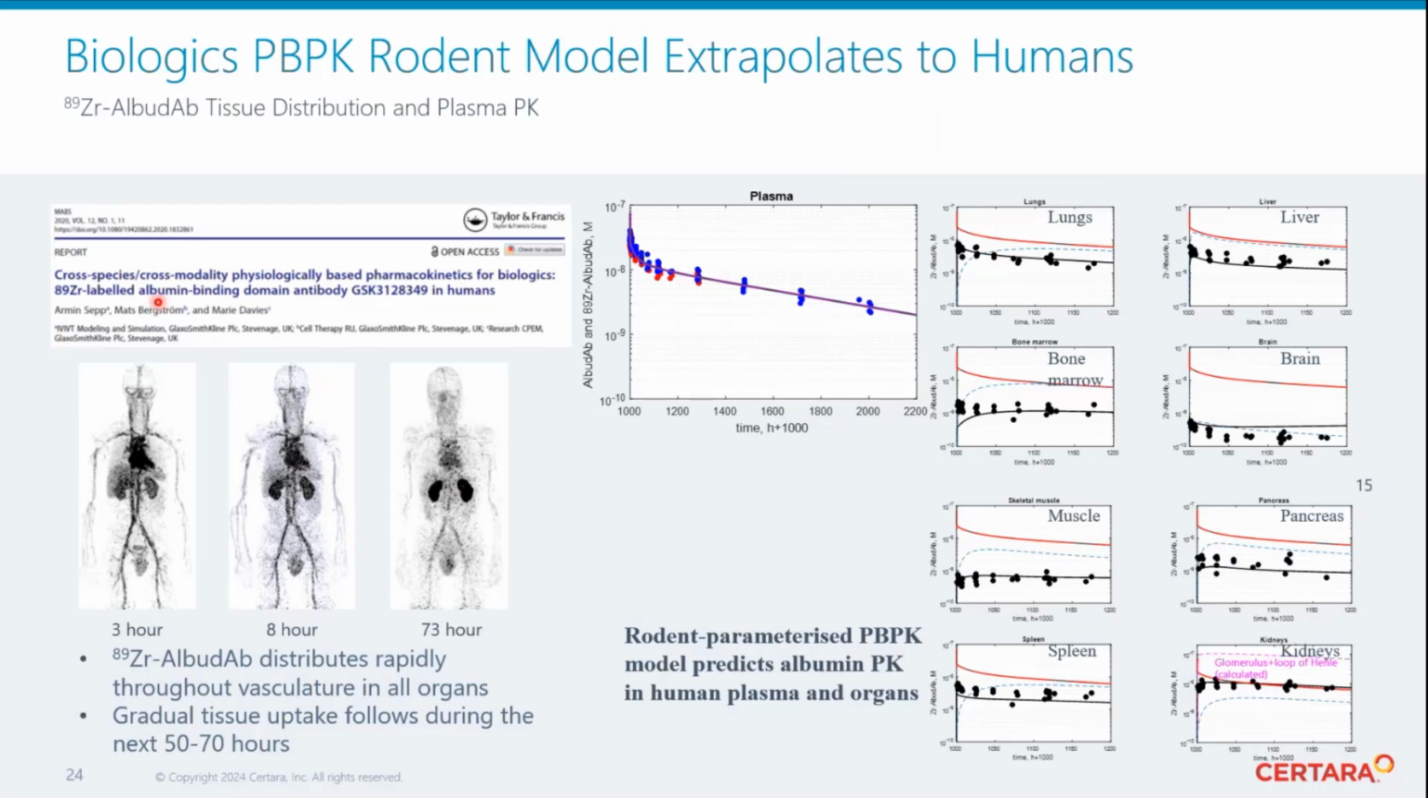Here, zirconium-labeled albumin-binding antibody fragment was dosed into humans. This was purely an experimental medicine study. There was no drug coming out of it. They did it just to figure out if the model works. So you can think of it as in vivo labeling of antibodies. At first, the antibody, the albumin, is all in circulation. A few hours later, it starts to extravasate, and 3 days later, it's pretty much everywhere.